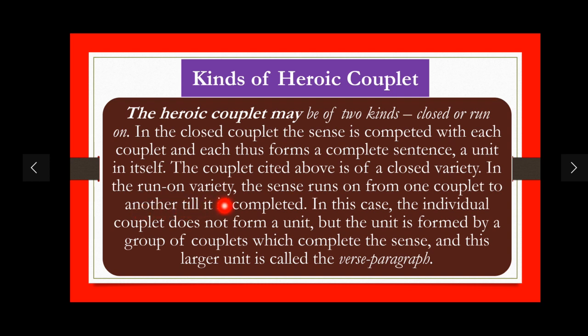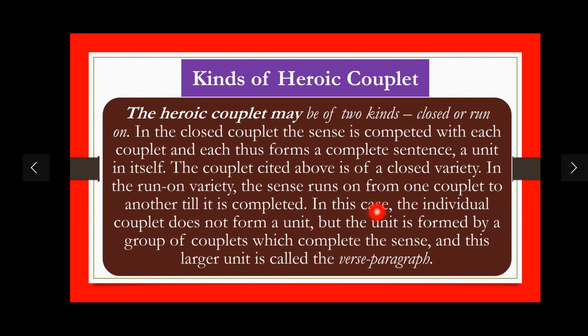In the run-on variety, the sense runs on from one couplet to another till it is completed. So in run-on couplet, the sense is not completed, it runs on to another couplet. Now in this case, the individual couplet does not form a unit, but the unit is formed by a group of couplets which complete the sense, and this larger unit is called the verse paragraph.